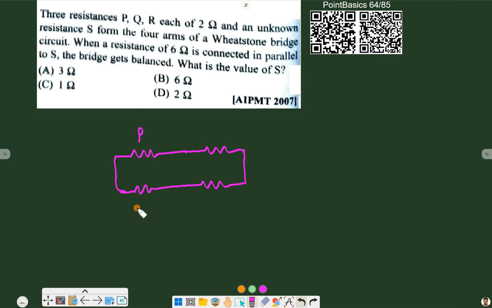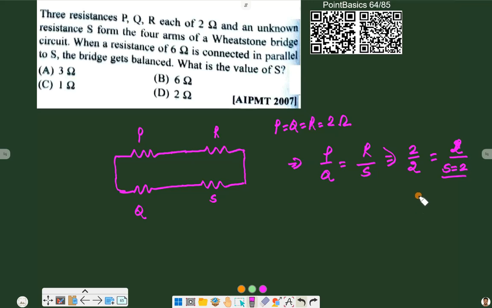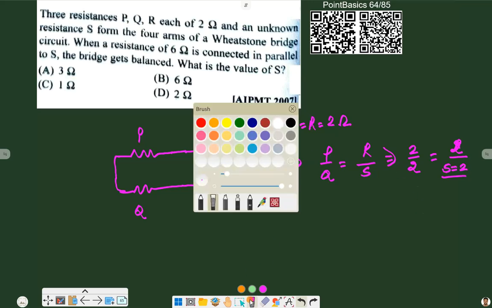So here we have a Wheatstone bridge. Suppose this is P, this is Q, R, and this is S. And these P, Q, R are each 2 ohms. So we can say, as per the balance principle, that P by Q is equal to R by S. And as P is 2, Q is 2, R is also 2, S also has to be 2. Only then will this bridge be balanced.